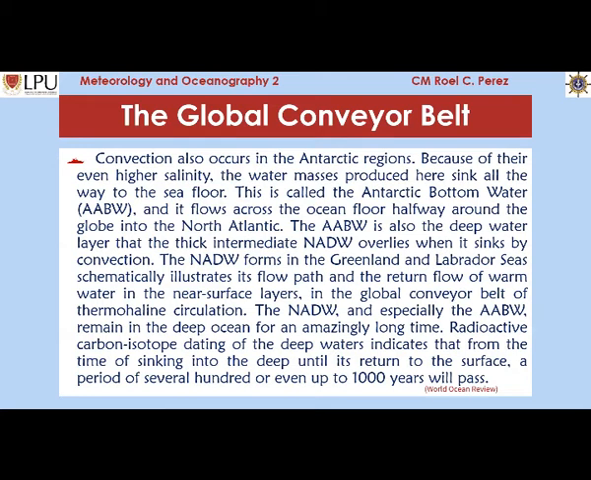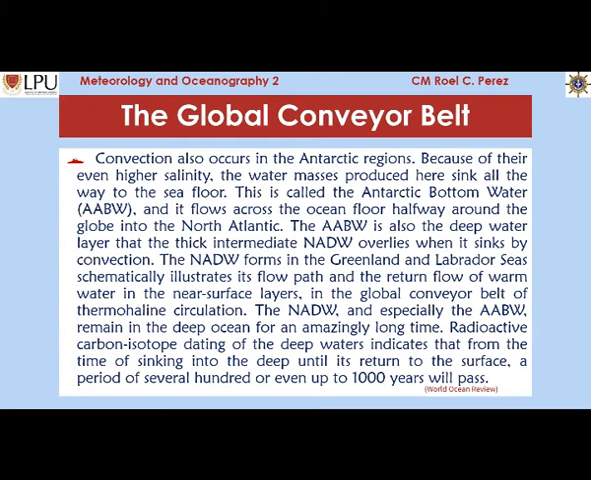The AABW is also the deep water layer that the thick intermediate North Atlantic deep water overlies when it sinks by convection. The NADW forms in the Greenland and Labrador Seas. The figure schematically illustrates its flow path and the return flow of warm water in the near surface layers.